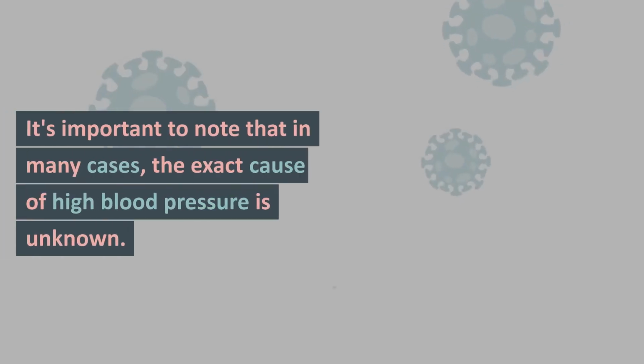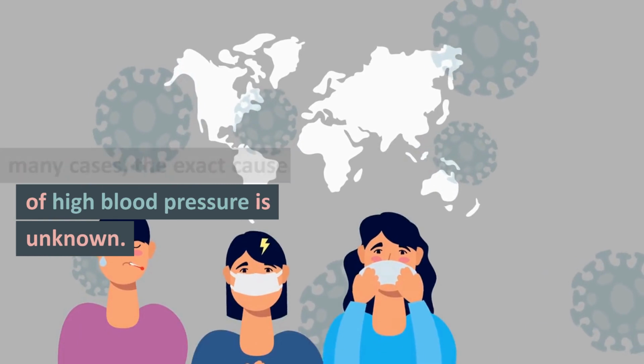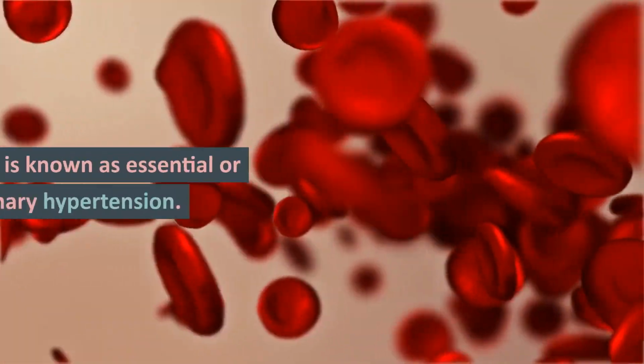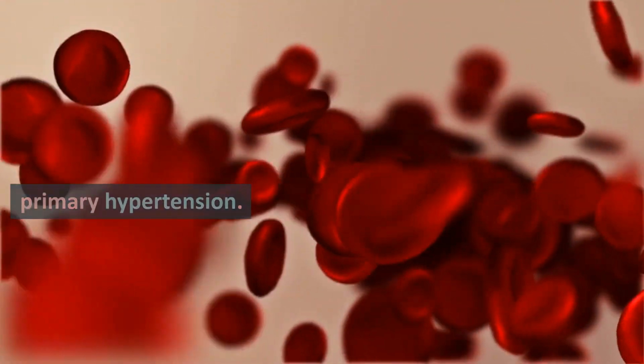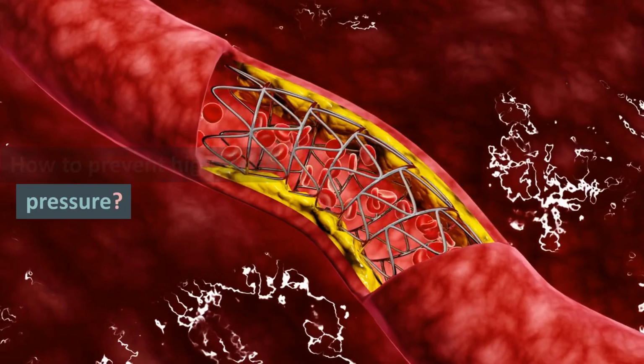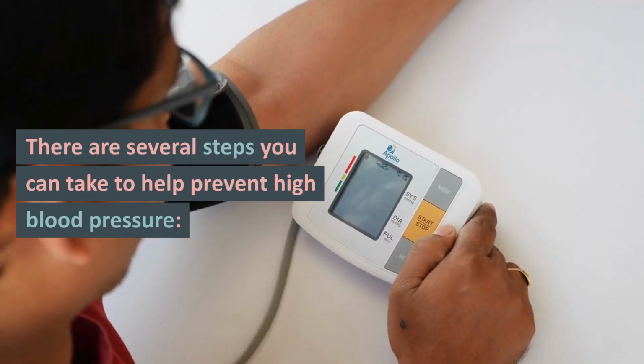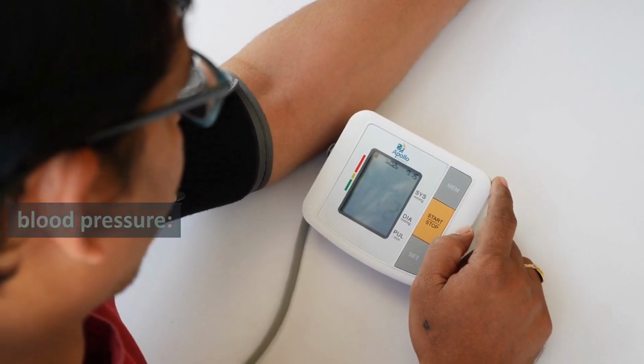It's important to note that in many cases, the exact cause of high blood pressure is unknown. This is known as essential or primary hypertension. How to prevent high blood pressure? There are several steps you can take to help prevent high blood pressure.